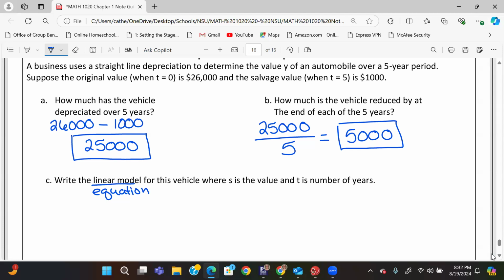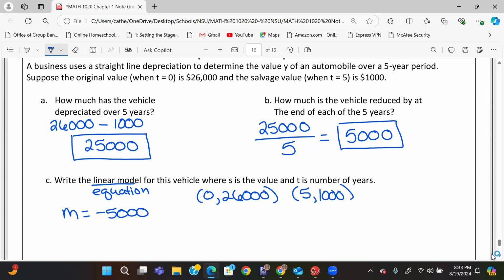All right, so we need two things. What is the slope? What is the rate of change? The rate of change per year. The rate of change is 5,000, but since the value is depreciating, it's decreasing, that means the slope needs to be what? It needs to be negative. We do have a point at (0, 26,000), and another point at (5, 1,000).